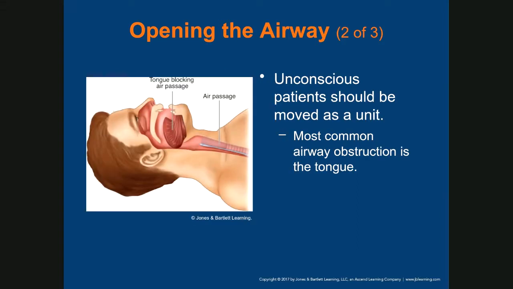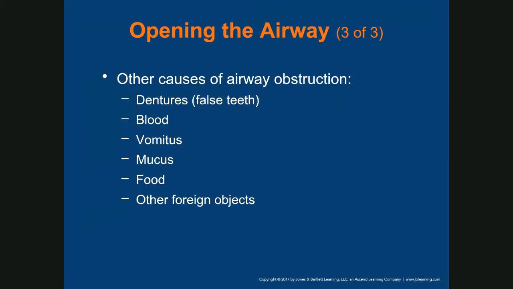Unconscious patients should be moved as a unit. Most common airway obstruction is the tongue. We know this because we are bright people at this stage. We're very bright. Other causes of airway obstruction: dentures, false teeth, blood, vomitus, mucus, food, other foreign objects, right?